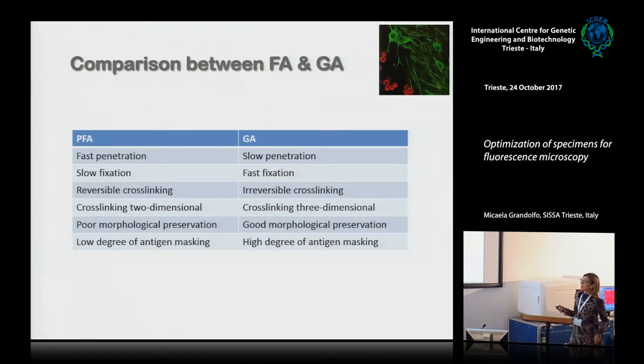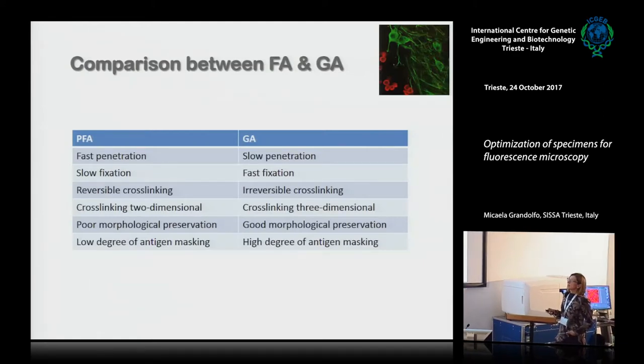Let's compare the characteristics of the two aldehydes. So PFA has a fast penetration, but it is slower in terms of real creation of the cross-linking. It creates some reversible cross-linking. This is really important. The cross-linking is two-dimensional. There is, unfortunately, a poor morphological preservation, but it is acceptable for optical microscopy. And there is, this is really very important, a low degree of antigen masking.